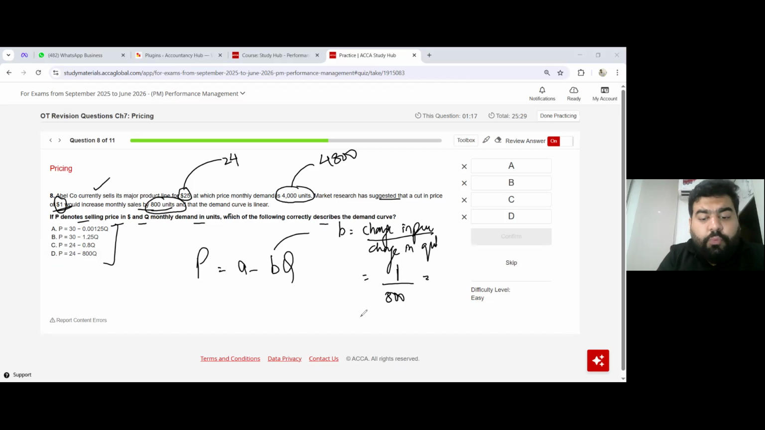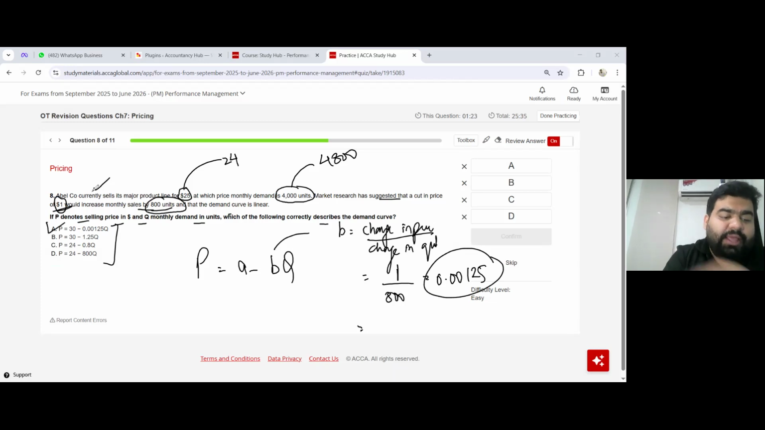It will be 0.00125. From here we can easily say A is the answer. Simple. They have calculated P is equal to 30 minus 0.00125 Q. We haven't even calculated the A value. Why haven't we calculated it? Because we don't need to. We are confirmed from the value of B that the answer will be A. The value of B is 0.00125.